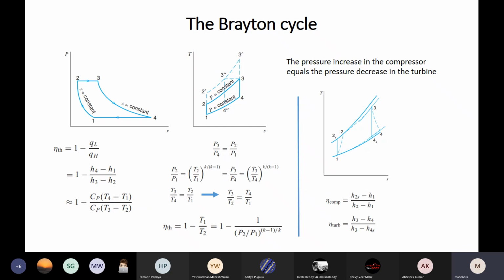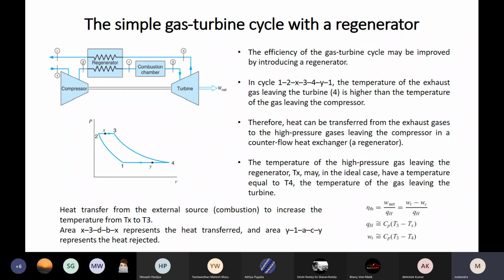Okay, so how to calculate these efficiencies, we studied in our previous class, so now I am skipping it. The next topic is how to use a regenerator. Whatever exhaust comes from the turbine has high potential of heat energy, so we pass it over here. This is one regenerator we can call. This is simply one heat exchanger.